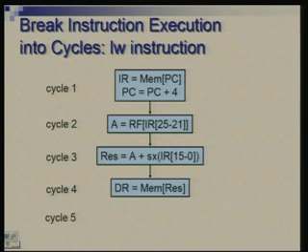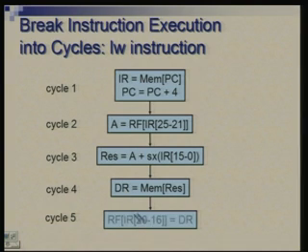In the fourth cycle, memory access is performed, the data is read from memory, address is carried in RES and the data which is read is brought into DR. In the last cycle, we store the DR value into register file, the address comes from RT. Okay. So, this is a sequence of 5 cycles which complete load word instruction.